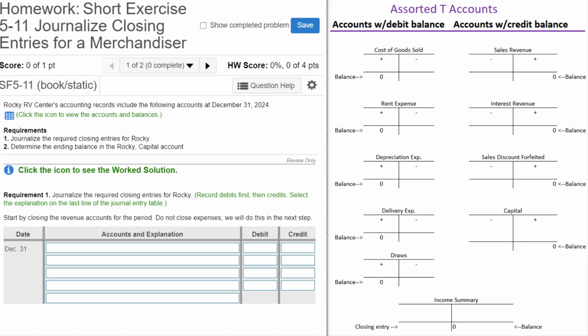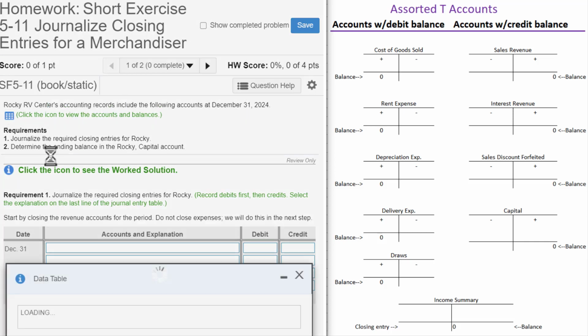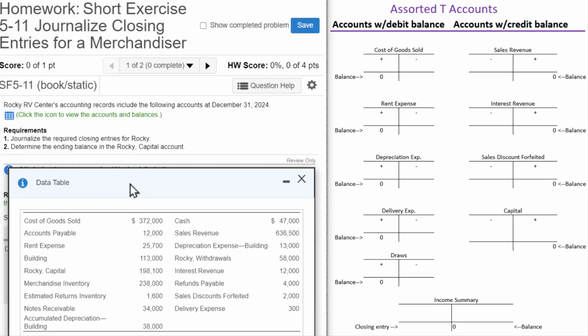Short exercise 5-11. We're going to be journalizing the closing entries for a merchandiser. So Rocky RV Center's accounting records include the following accounts at the end of December. So we have some accounts and they are in a random order. And we're going to journalize the required closing entries. So we're going to close revenues, expenses, and draws.